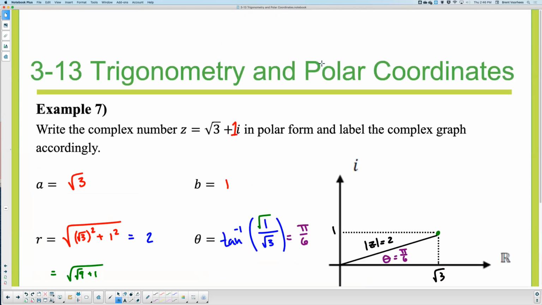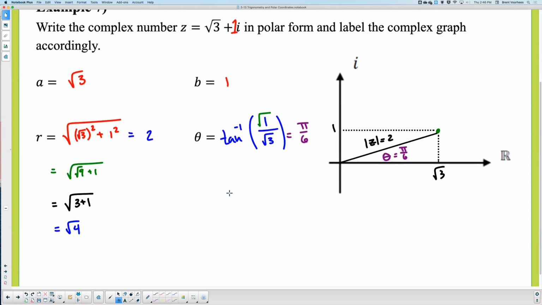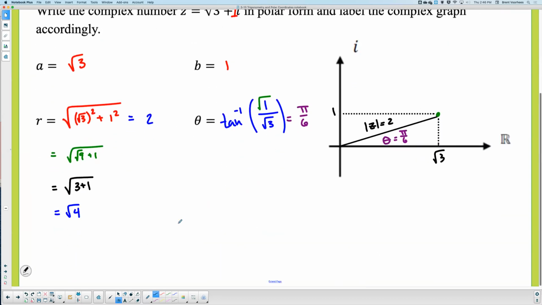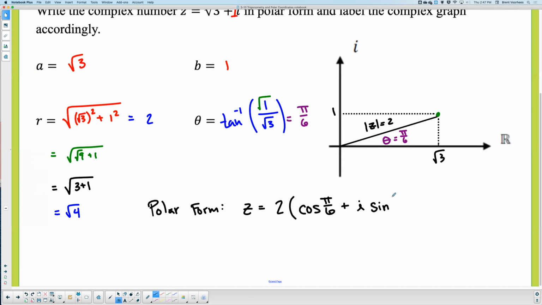No, it doesn't. I forgot to write polar form. Here's how polar form looks. My bad. Go back. Polar form looks like this. The polar form looks like z equals, you put the radius. What's our radius? Parentheses, your cosine of the angle, which is pi over 6, plus I sine of the angle, which is pi over 6. That's what you need for polar form.